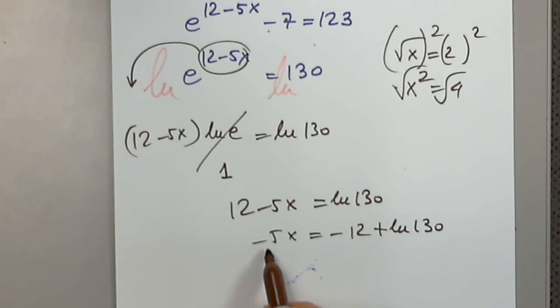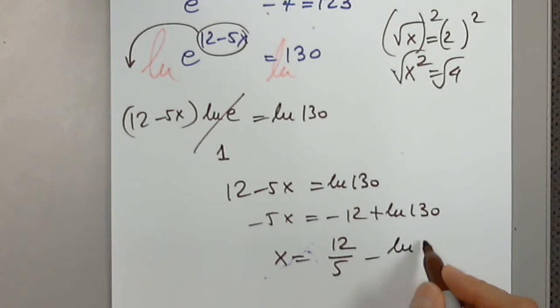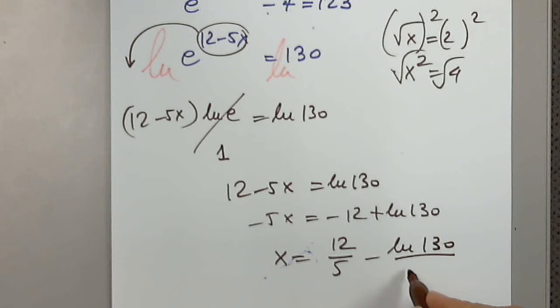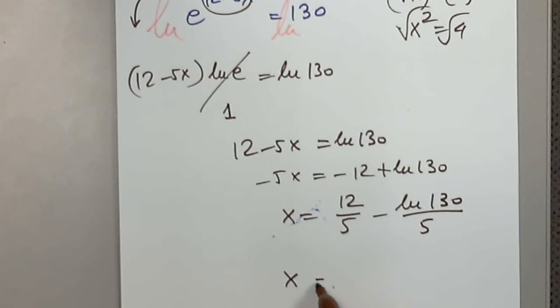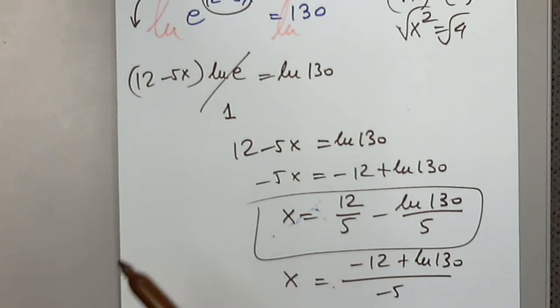And I'll divide both sides by negative 5. So I recommend this: minus natural log of 130 over 5. Or you can even write it like this. You're going to plug it in the calculator because no one can do this by hand. But this is better as an exact answer. But both are acceptable. Is this clear?